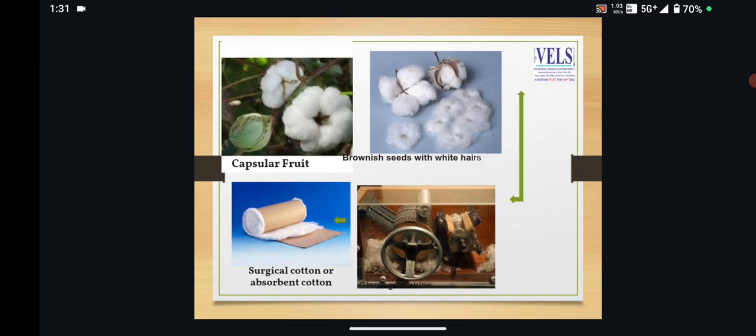This is the photograph which shows, first, the capsular fruits. It is a bolls type of capsular fruit. Each fruit contains numerous seeds. When fully grown, they tend to break. They are collected from the plant, then broken into small pieces. From that, the seeds are removed by the ginning process. The third diagram represents the ginning machine normally used. After separation, it is treated, then bleached, then sterilized, then comes to the market in the name of absorbent cotton or surgical cotton. The absorbent cotton is most commonly used in the surgical industry.